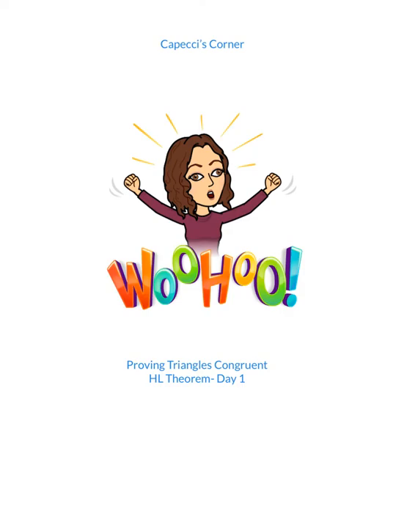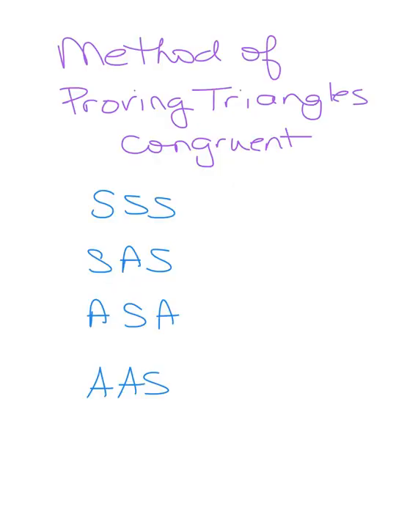Today on Capecchi's Corner, we're going to look at proving triangles congruent, and we're going to take a look at the HL Theorem. This will be day one. Previous ways that we have used to prove triangles congruent include SSS, which stands for side, side, side, SAS, which stands for side, angle, side, ASA, which stands for angle, side, angle, and AAS, which is angle, angle, side.